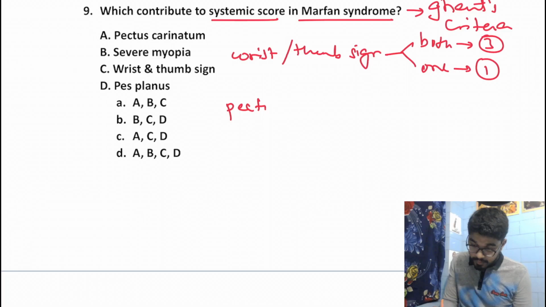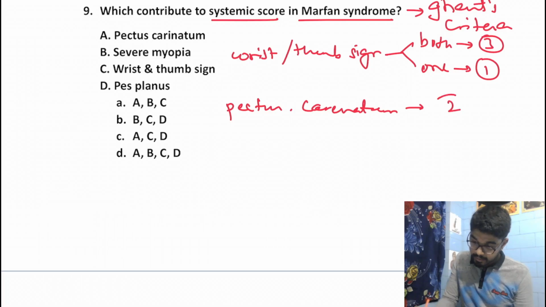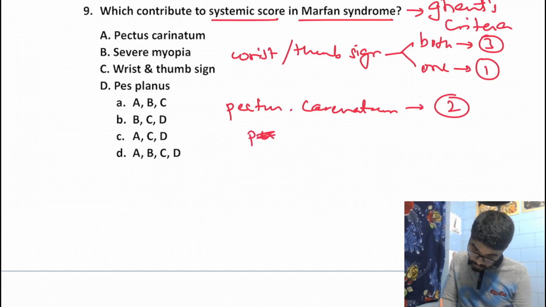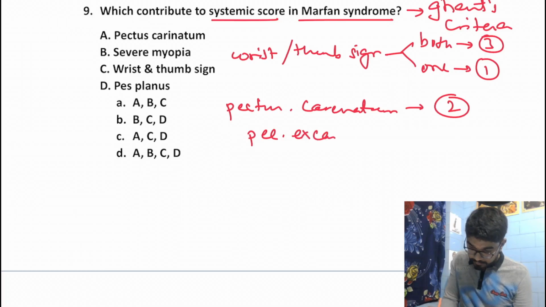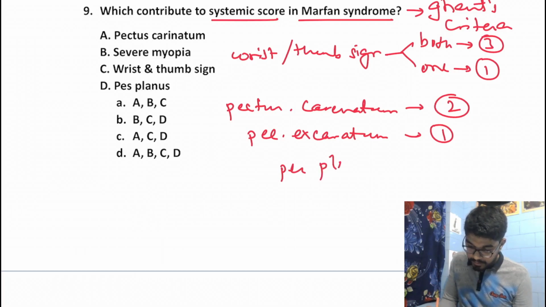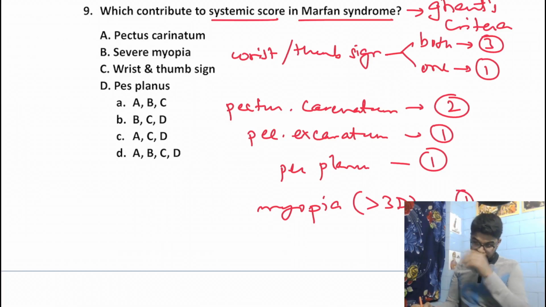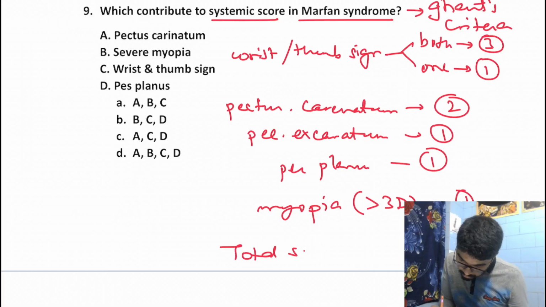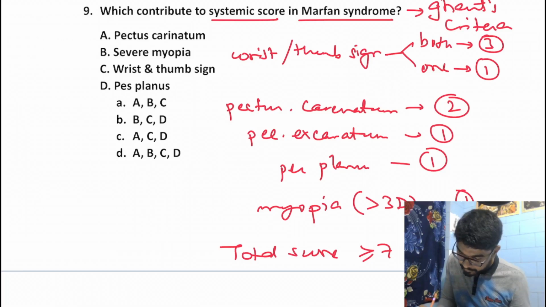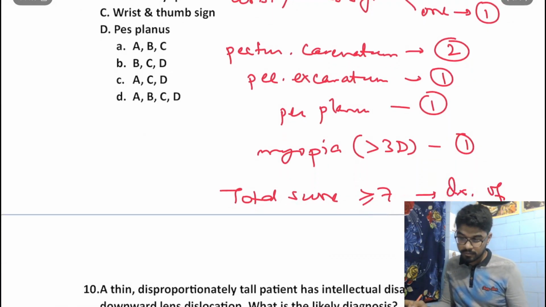Then comes pectus carinatum. For pectus carinatum, a score of 2 is given. For pectus excavatum, a score of 1 is given. Then for pes planus, score of 1 is given. And for myopia of more than 3 diopter, a score of 1 is given. Now, if the total score is more than or equal to 7, it is diagnostic of Marfan. Right. Oh my God, I'm so sorry.